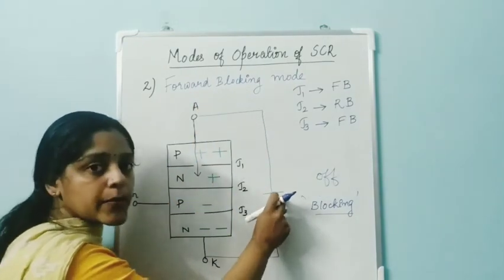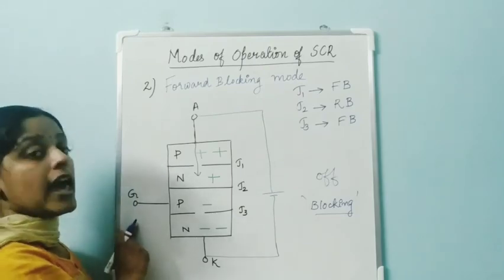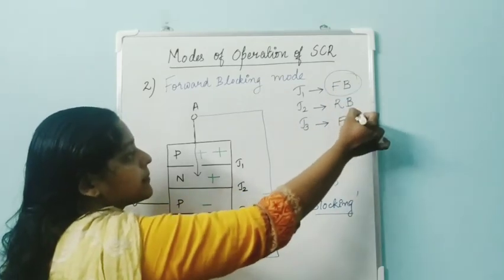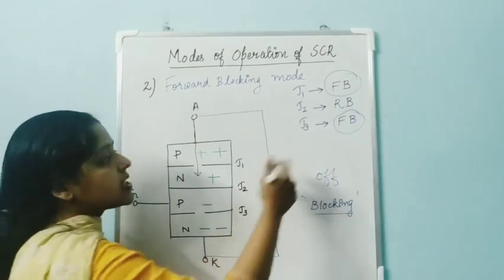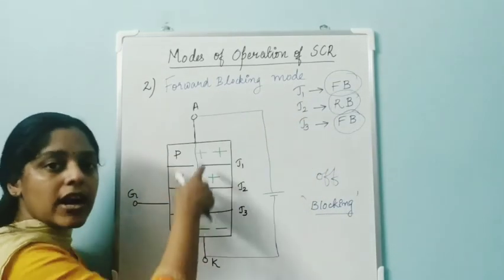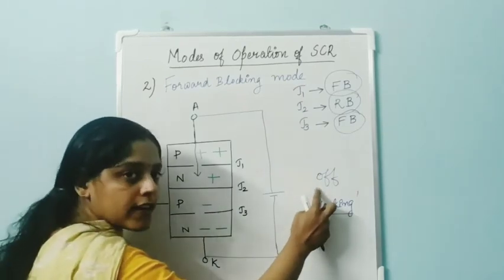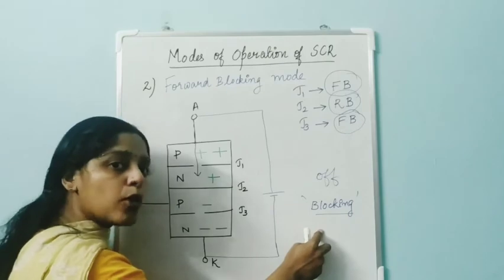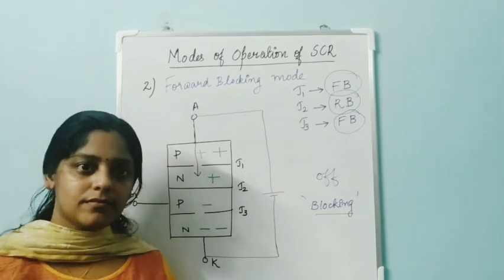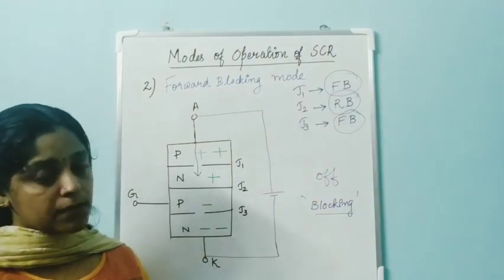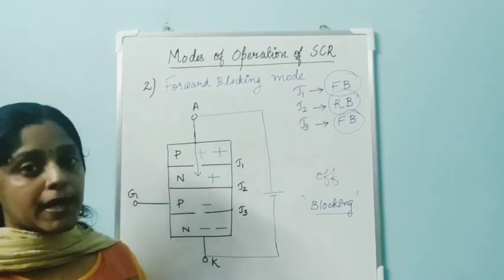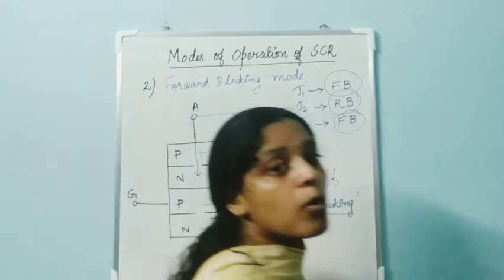Okay. So in forward blocking mode, anode is connected to the positive terminal, cathode is connected to the negative terminal, and the gate is open circuited. In such a case, junction J1 and junction J3 are forward biased. Junction J2 is reverse biased. Since junction J2 is reverse biased, the device will not conduct, or the device will be in the off condition, or we can say that the device will be in the blocking mode. So you can say that it has forward blocking mode. Okay, so we have seen forward conduction, we have seen reverse blocking mode and forward blocking mode. We have one more mode to explain, the third mode of operation.